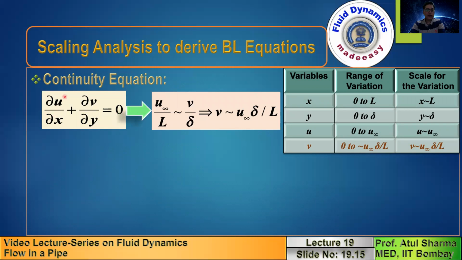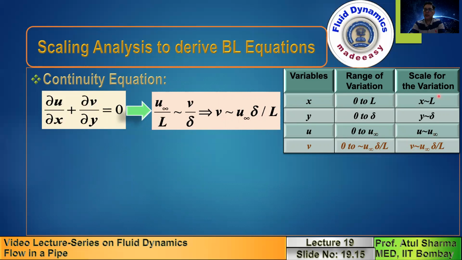So the order of A here is u infinity divided by L, and here it is V divided by delta. Both these terms should be of the same order for them to obey this equation. Then only you will get 0. So del u by del x has the order u infinity by L, and del v by del y has the order V by delta. From this scaling rule, you can obtain V as the order of u infinity delta by L, which is shown here.